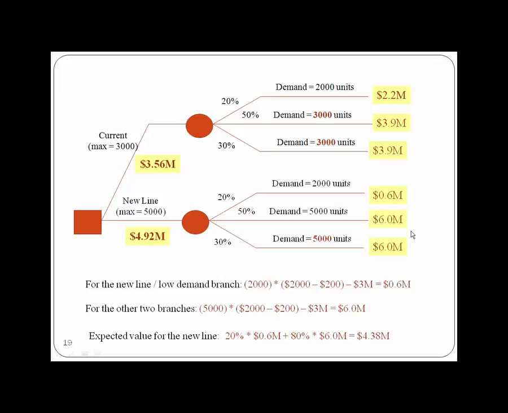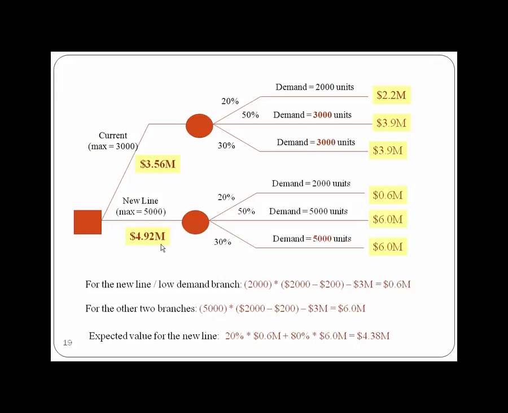Once again, we take a weighted average of these possible branches here, 20% times 0.6 plus 80% times 6, and we get an expected value for the new line of 4.92 million. So let's stop there for a second. If these were the only capacity options we have, and there's nothing that says we can't do 2, 3, 6, or however many capacity options we want to look at, just looking at it right here, the new line has a higher expected value.